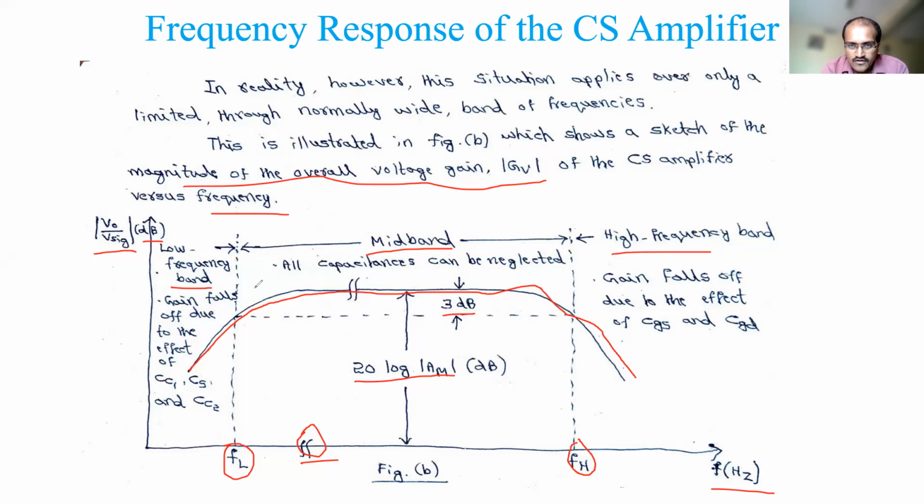When we consider all the 3 bands, the gain falls off due to the effect of CC1, CS and CC2, as I told you. So this lower side bend or curve is due to these 3 capacitances. Similarly, in the high frequency band there is again a drop, right? This gain drop is due to the effect of the internal capacitances of the MOSFET, so majorly we'll be considering CGS and CGD.